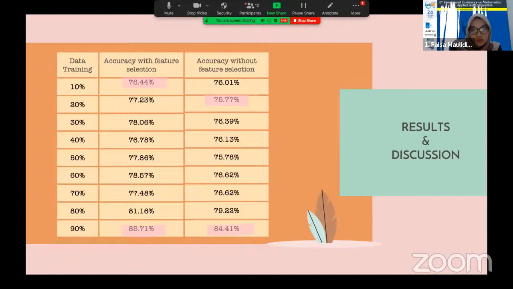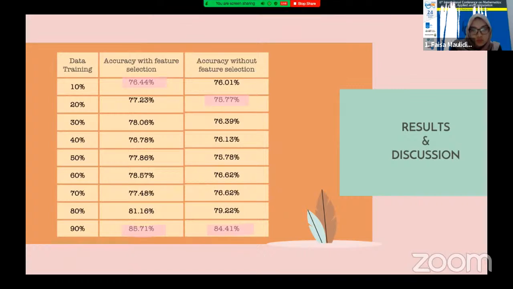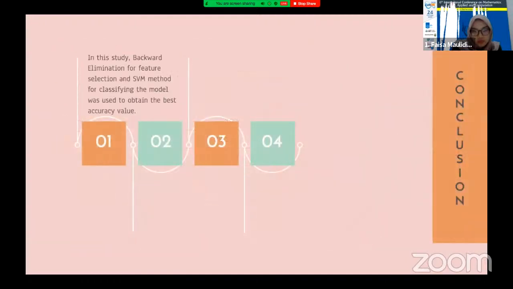So, it can be concluded that a higher accuracy was obtained when SVM with backward elimination was used, which was 85.71%. We can see from this table. Finally, we can jump into the conclusion. In this study, backward elimination for feature selection and the SVM method for classifying the model were used to obtain the best accuracy value.